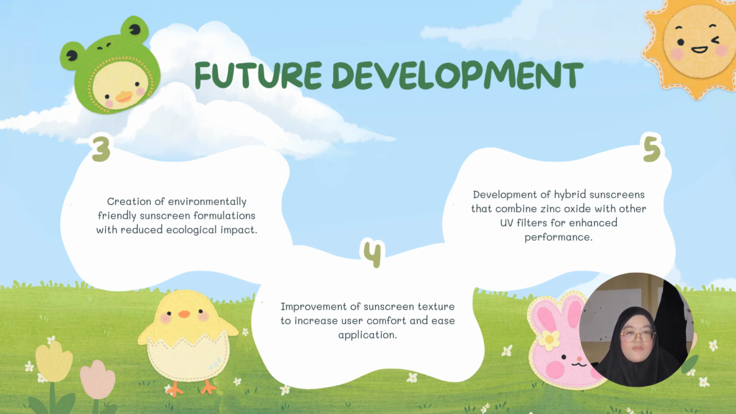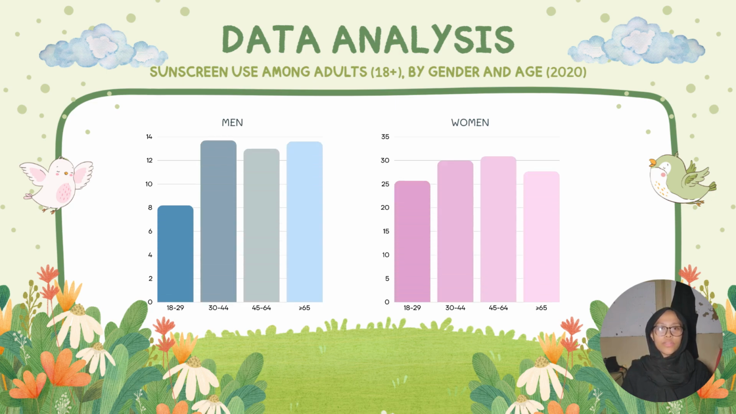The third is performance enhancement. Developers are working on hybrid sunscreens. This combines zinc oxide with other UV filters to provide even higher levels of protection and better performance across different skin types and environments. To understand the real-world impact of these products, let's look at the data.